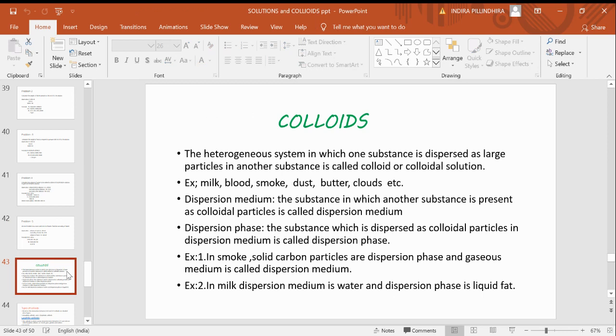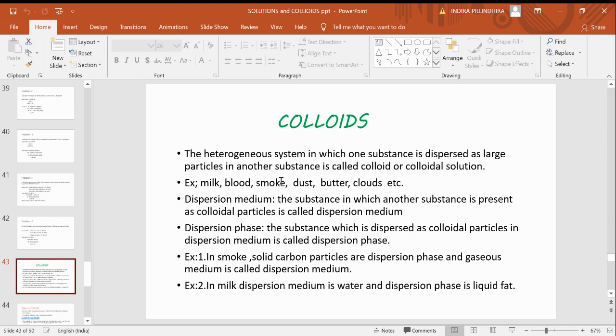Colloids. The definition of the colloid is like this. It is a heterogeneous system in which one substance is dispersed as large particles in another substance. Okay, so that is known as a colloid or colloidal solution. That means here there will be two phases. One is the dispersion phase and the other is the dispersion medium. For example, the best examples of colloids are milk, blood, smoke, dust, butter, clouds, etc.